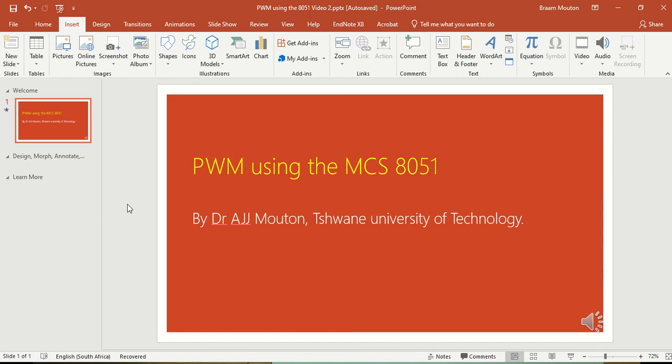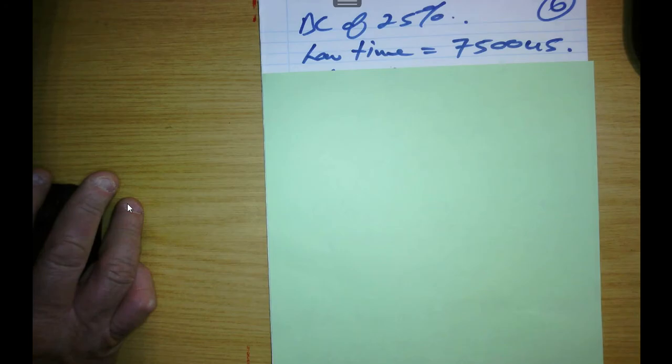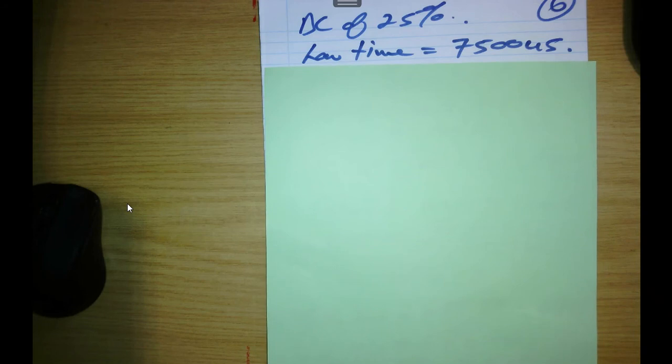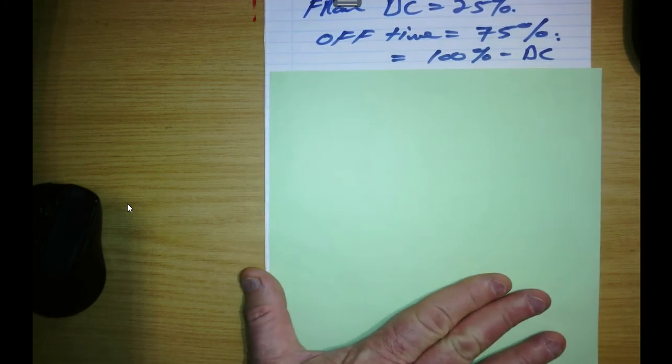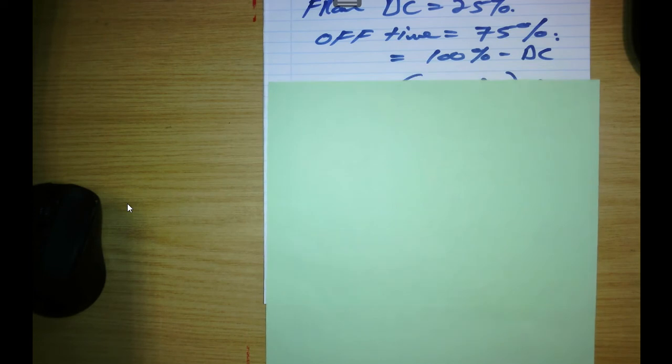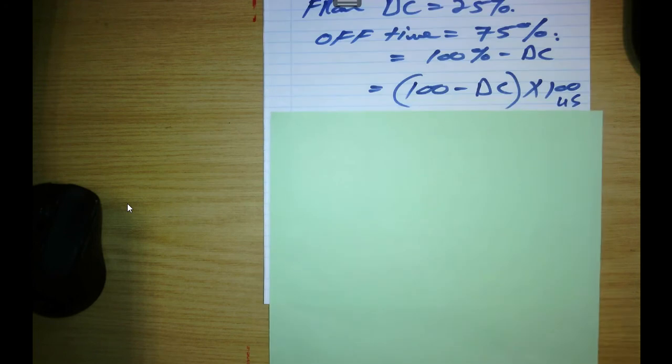So let us just look at the calculation first, and then we can work from that point further. So this load time will now be 7,500 microseconds. This is from a duty cycle of 25%, which means your off time will now be 75%. I'm again using the duty cycle example of 25%, which means it's 100% minus 25, that's what's giving us the 75, and that means 7,500 microseconds, that's the total time.